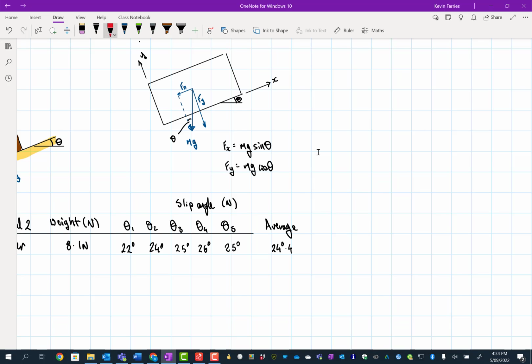Now, if we think about equilibrium here, the sum of the x components must be 0, so we must have the friction component in the other direction. That would be when theta gets to the point where it's just about to slip, that'll be Fs. And so that must be equal and opposite to Fx. I'll just think about the magnitudes, not worry about the directions. So the magnitude of the x component of the weight is equal to the magnitude of the friction. It's in the opposite direction, but it's just the magnitudes.